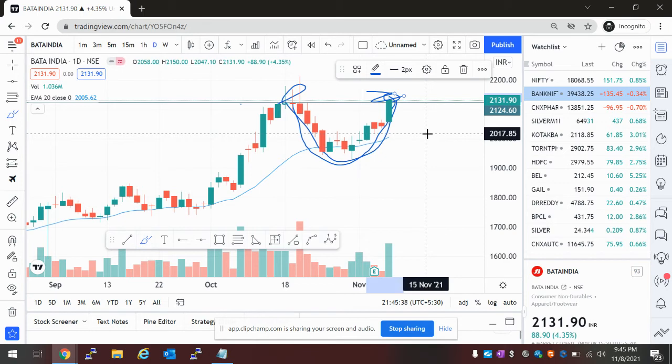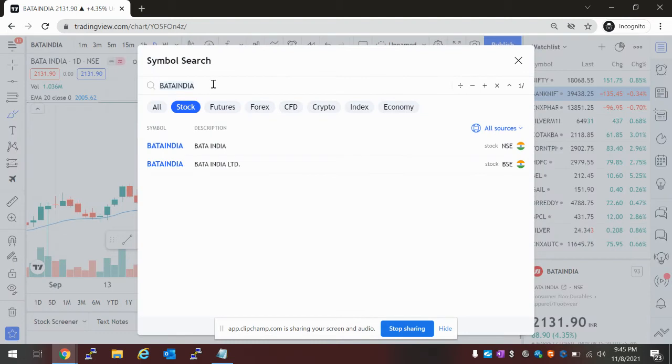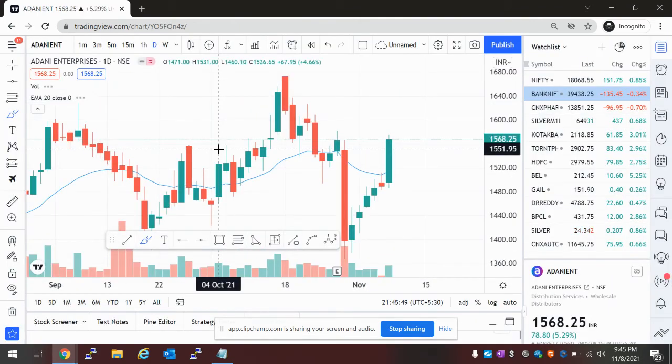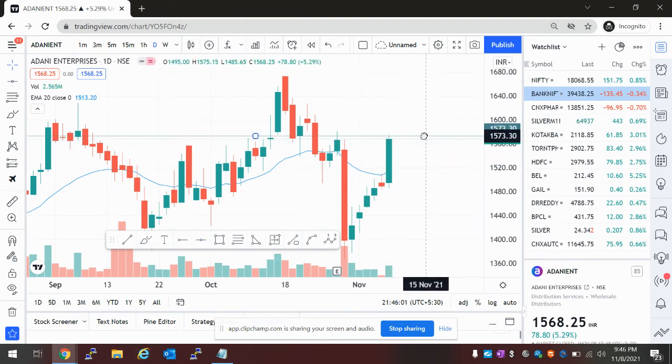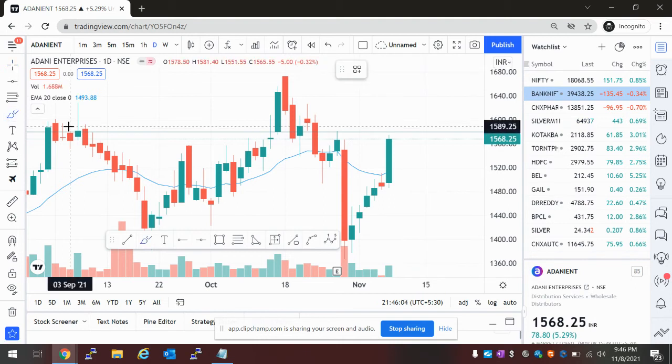Okay, so the next thing you can check is Adani Enterprises. See, Adani Enterprises again, there I personally feel that there will be some corrections. This 1570-80 range is going to be very important.